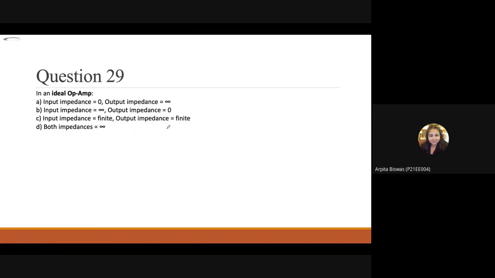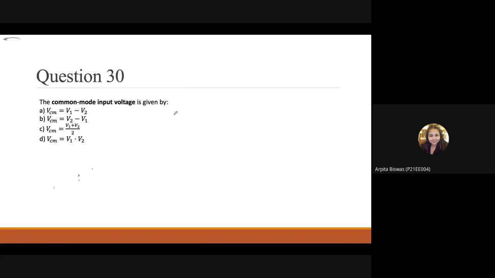Question number 29. In an ideal op-amp, option A, the input impedance is 0 and output impedance is infinite; option B, input impedance is infinite and output impedance is 0; option C, input impedance is finite and output impedance is finite; option D, both are infinite. Option B, ma'am. Yes, the input impedance is infinite and the output impedance is 0.